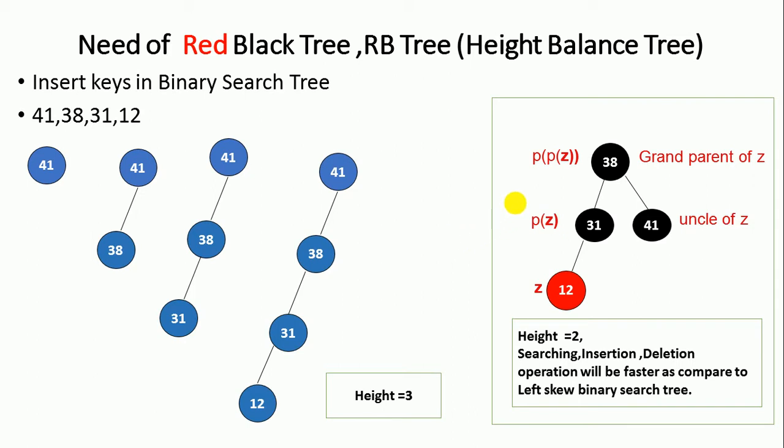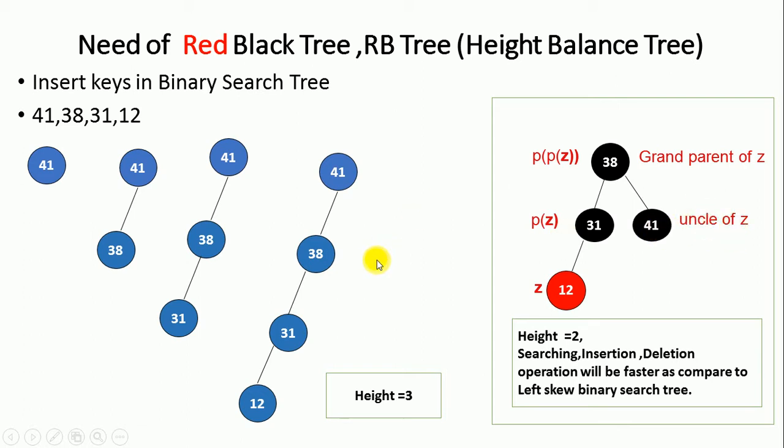tree. In red black tree, we will use some color scheme. We will change the color scheme, and we will get the balanced tree. So in this red black tree, you can see node G, and P of G is the parent of this node G, and PPG is the grandparent of this node G. G is 12 here. So G is a newly inserted node. P of G is the parent of node G, and PPG is the grandparent of G. And this node 41 is the uncle of G.